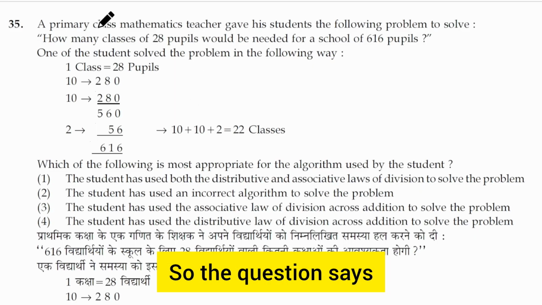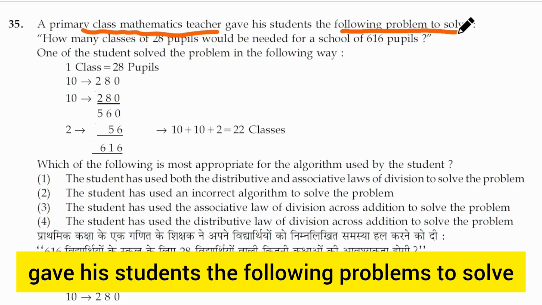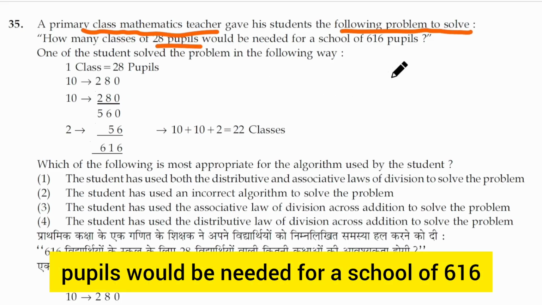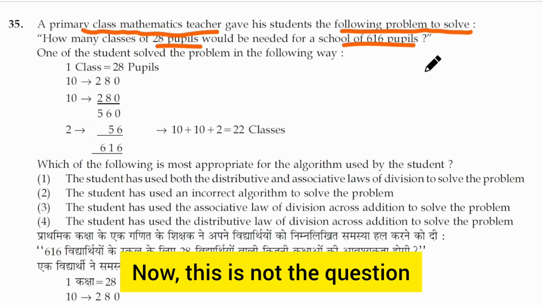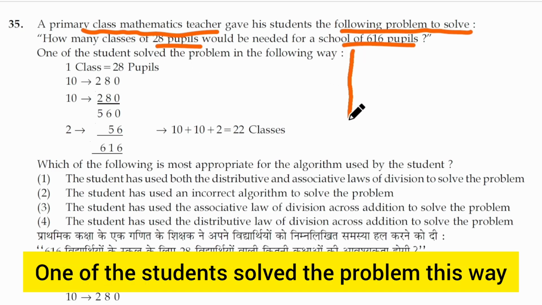So the question says that a primary class mathematics teacher gave his students the following problems to solve. How many classes of 28 pupils would be needed for a school of 616 pupils? Now, this is not the question. The question is not 616 divided by 28. One of the students solved the problem this way.